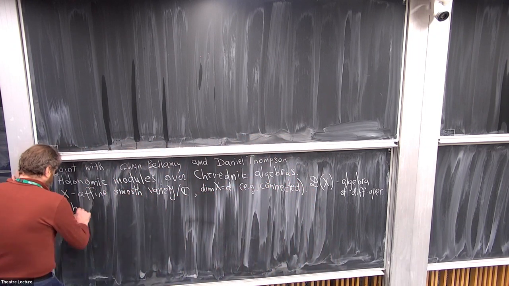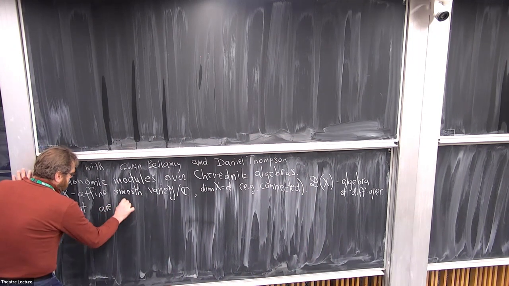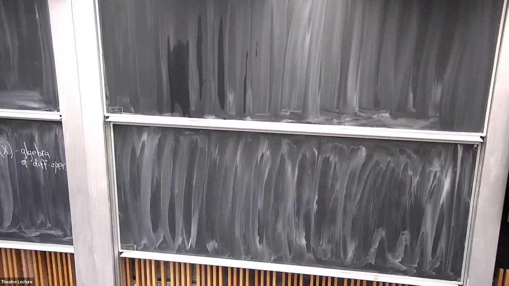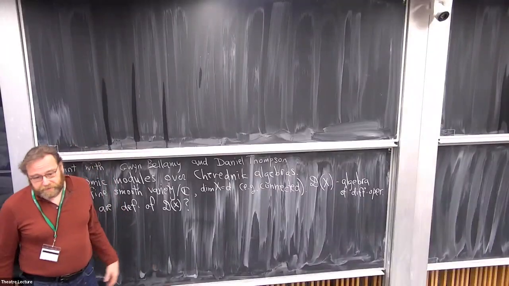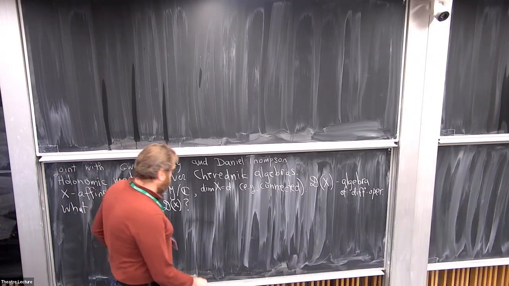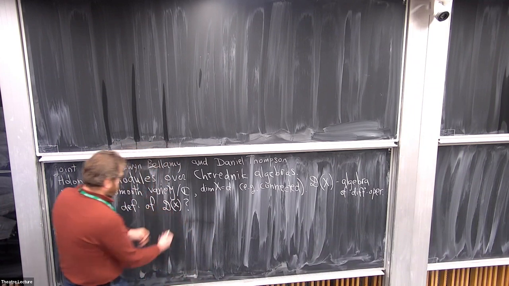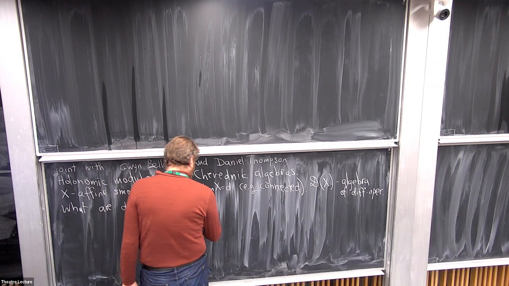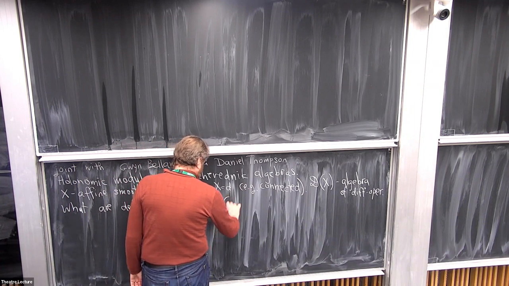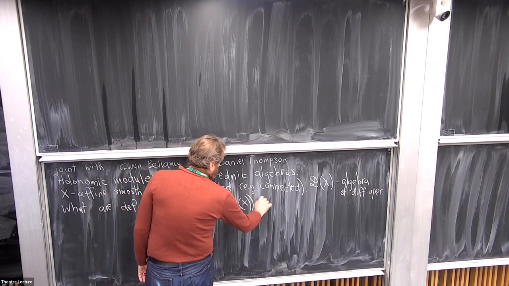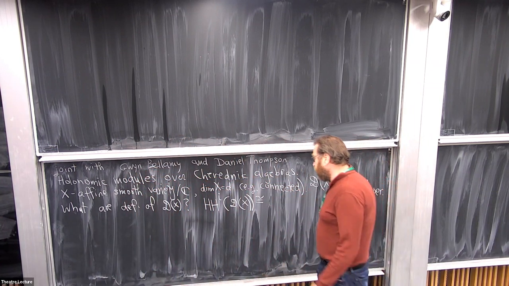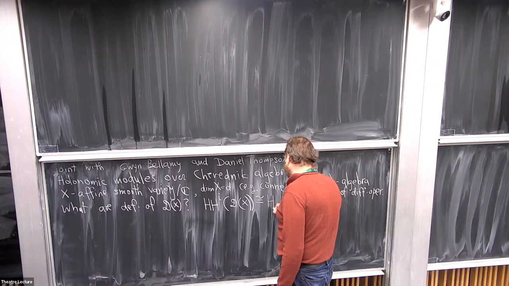What are deformations of D of X? This is a classical question, and it is answered by the theory of twisted differential operators. How do you solve this question for a general associative algebra? You just want to compute Hochschild cohomology. There are many proofs that this is the same as the cohomology of X.